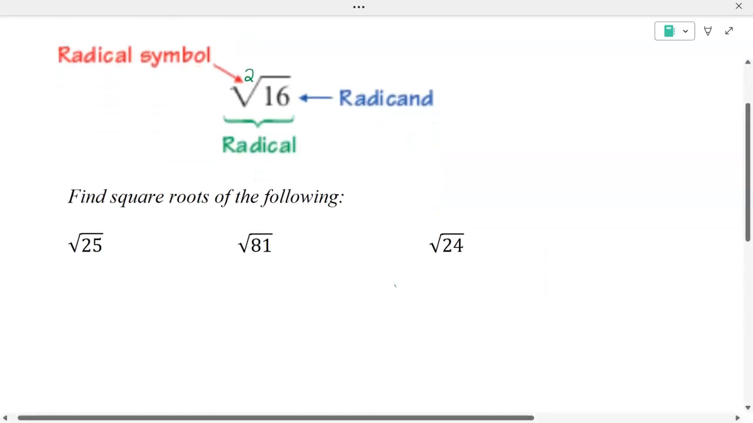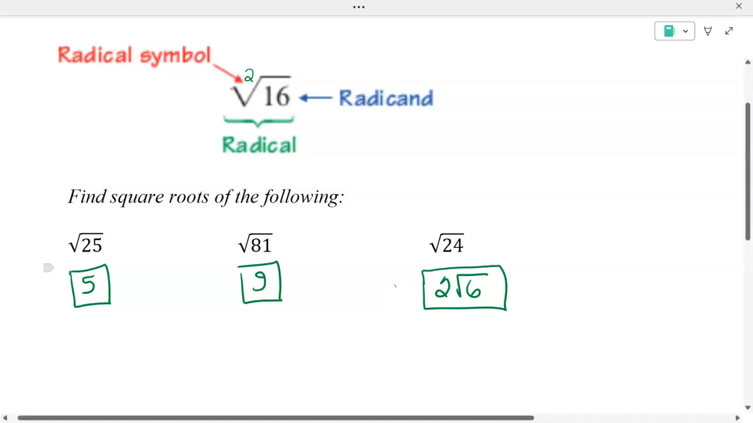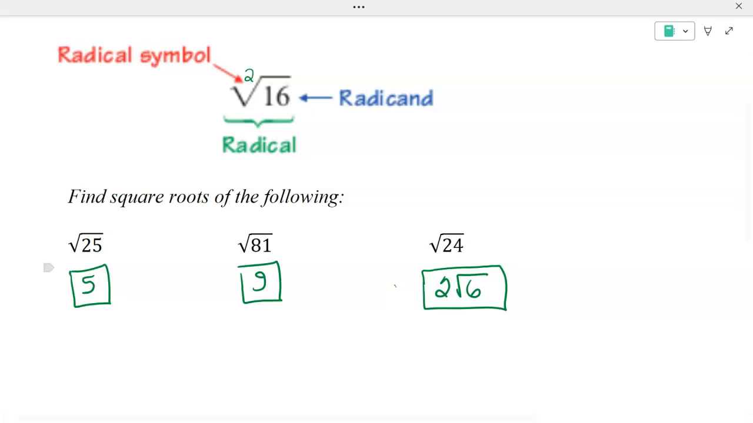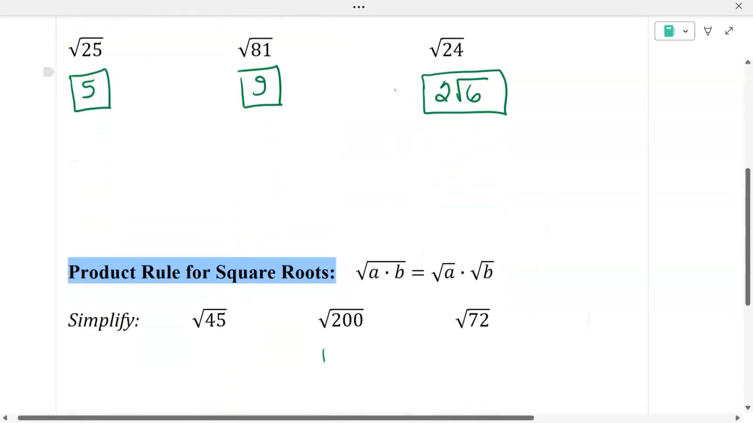Now, I want you all to simplify these 3 square roots right here, pause the video, and come back to check your answer. So hopefully you recognize that the first 2 were perfect squares. The square root of 25 is 5. The square root of 81 is 9. The last one is a little bit interesting, and the answer to that one simplified is going to be 2 square root of 6, and we're going to talk about that a little bit more here.